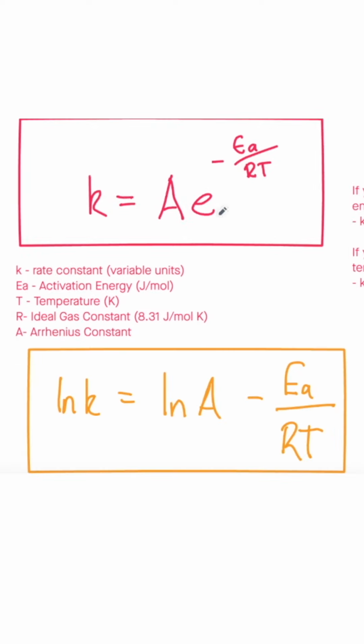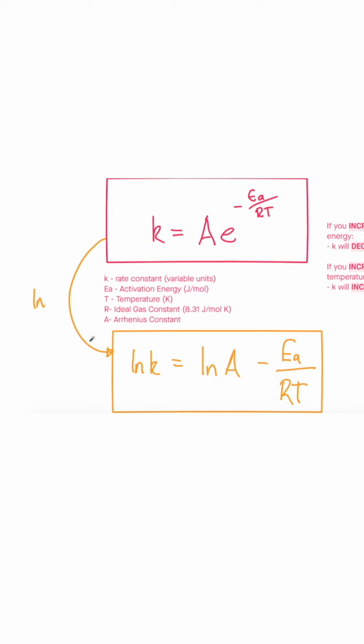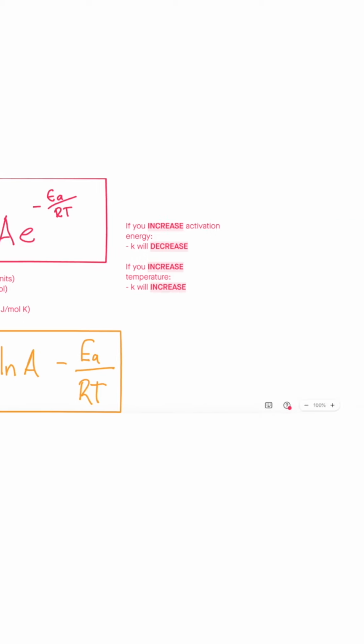Another form of the formula is ln k = ln A - Ea/RT, and you get this by applying a natural log to the formula. A natural log is just an example of a mathematical function, and it's the inverse of an exponential. So if you ever want to move an exponential to the other side of an equation, you can apply an ln to the whole equation, and vice versa.